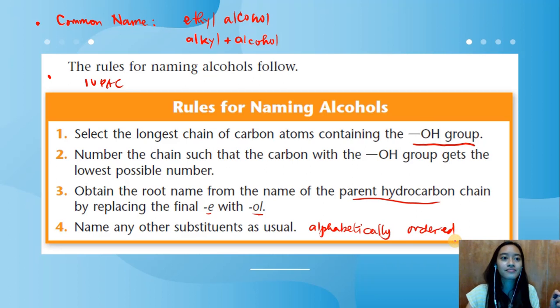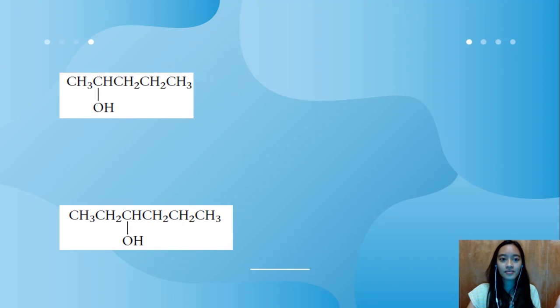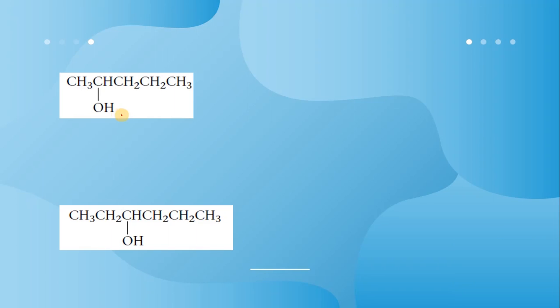Okay, let's proceed. So let's have these examples. How should we name these examples? So again, find your longest chain. So this is our longest chain. Well, where should we write our number 1 first? So your OH must have the smallest number. So start here. 1, 2, 3, 4, 5. So this is a 5. So this must be a pentane.